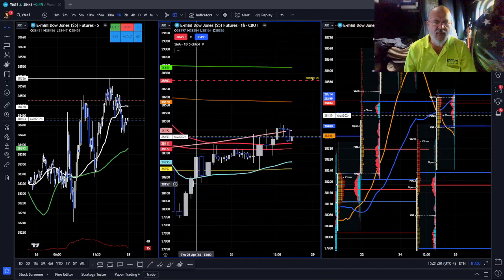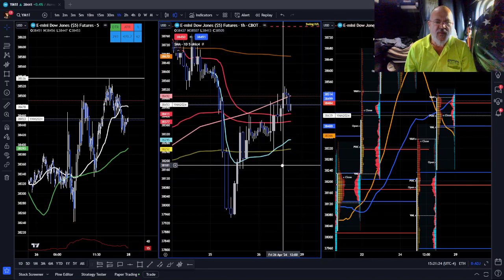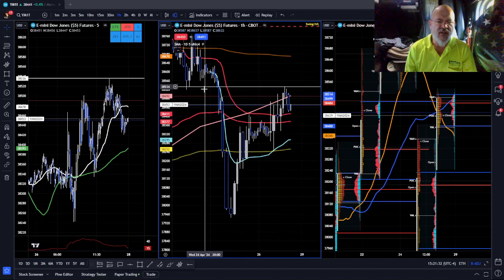Now, I also want to put on what we call internal structure or internal swing highs and lows.